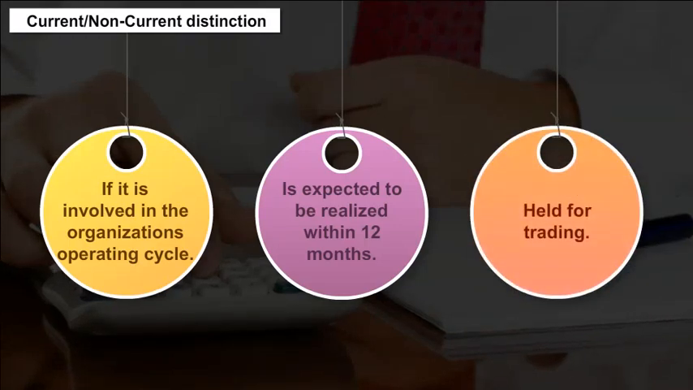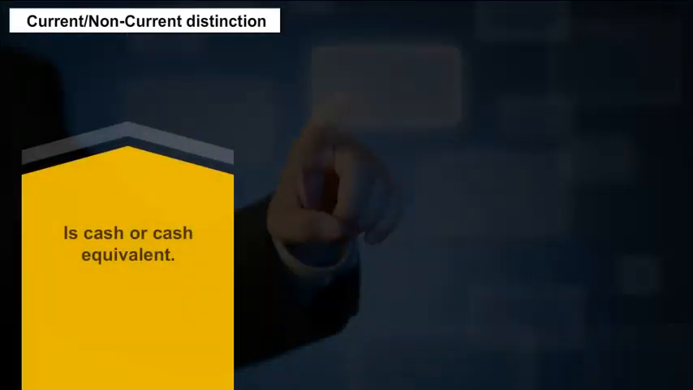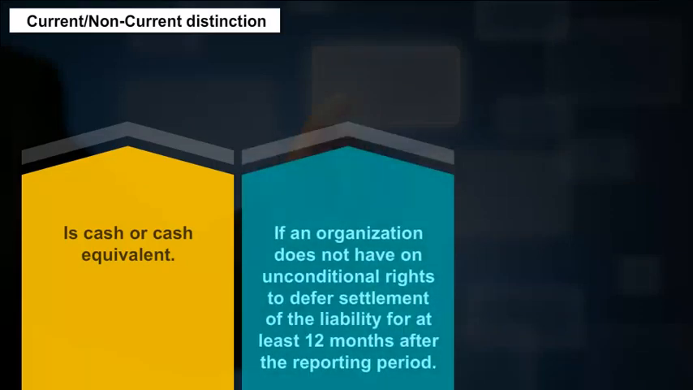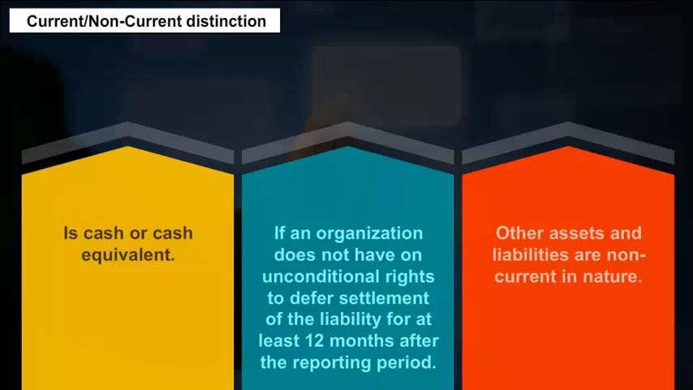held for trading, is cash or cash equivalent. If an organization does not have unconditional rights to defer settlement of the liability for at least 12 months after the reporting period. Other assets and liabilities are non-current in nature.